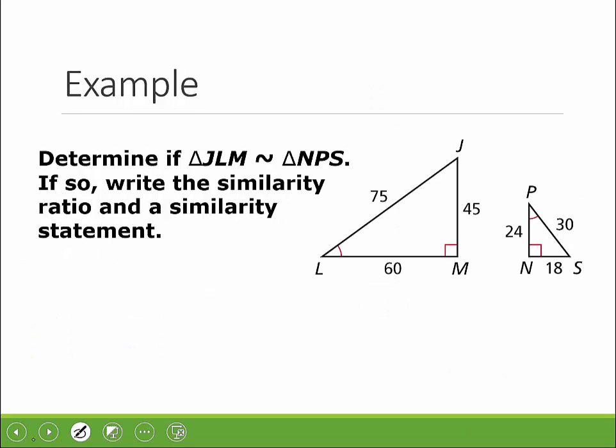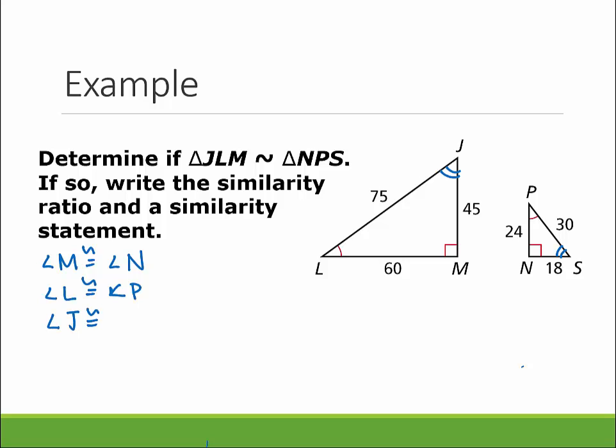Let's do another one. We've got triangles again. They tell us that we have a right angle, so we know that angle M and angle N are congruent. They tell us the angle L and angle P are congruent. And then remember, the third angle theorem talks about these two: angle J has to be congruent to angle S.